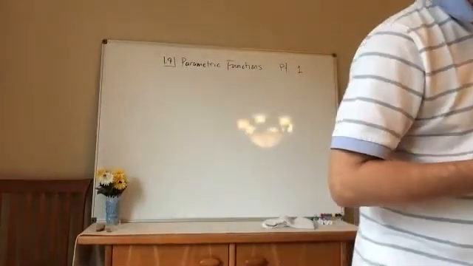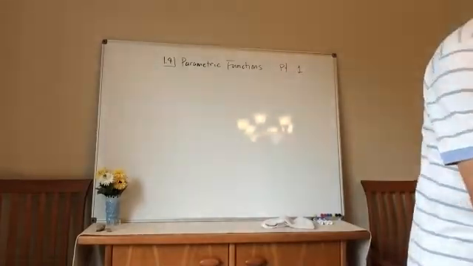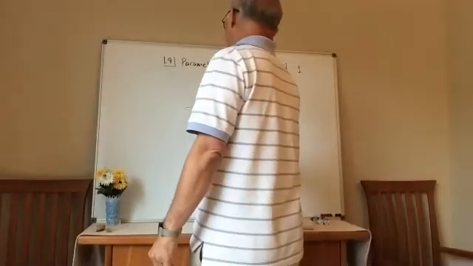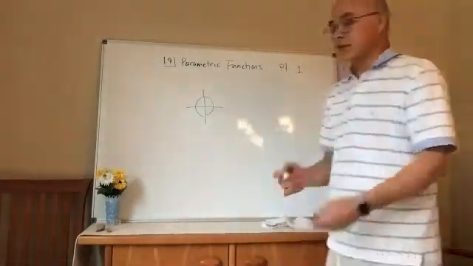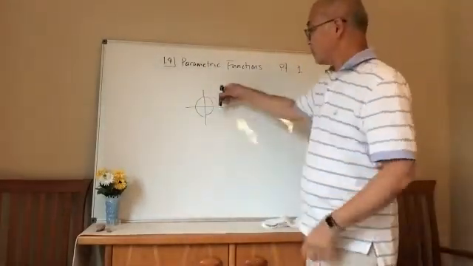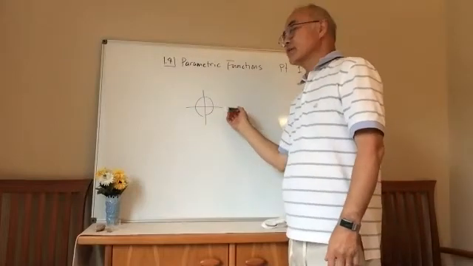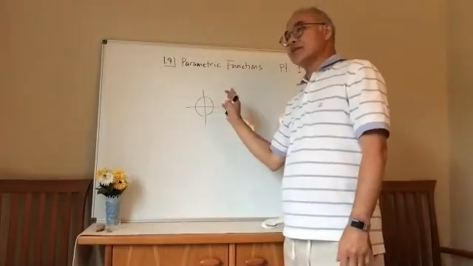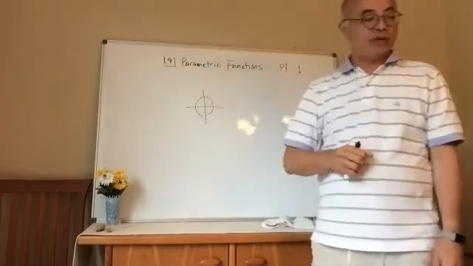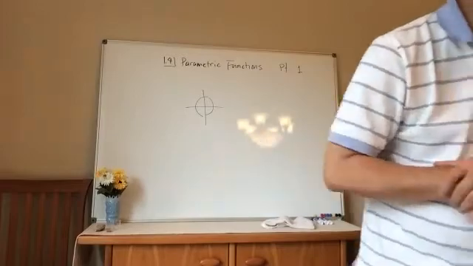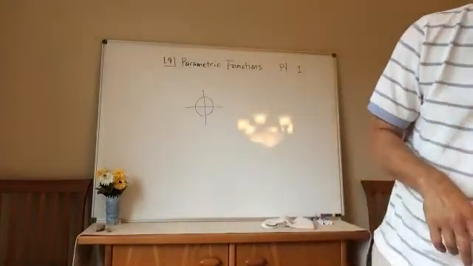So if you had a circle like this, it's not going to pass the vertical line test. Neither is it going to pass the horizontal line test. So this is not necessarily a function, this is a relation. That's the difference between a function and a relation. Okay, so let's look at example number 1.